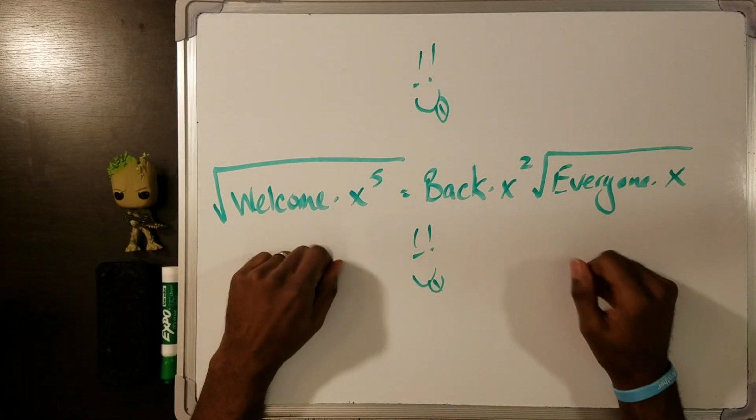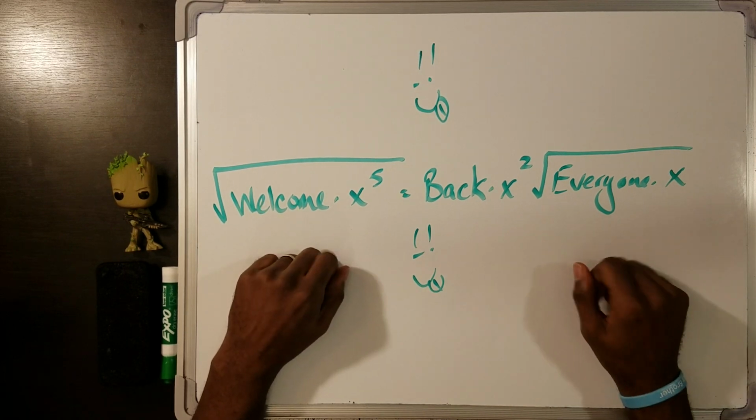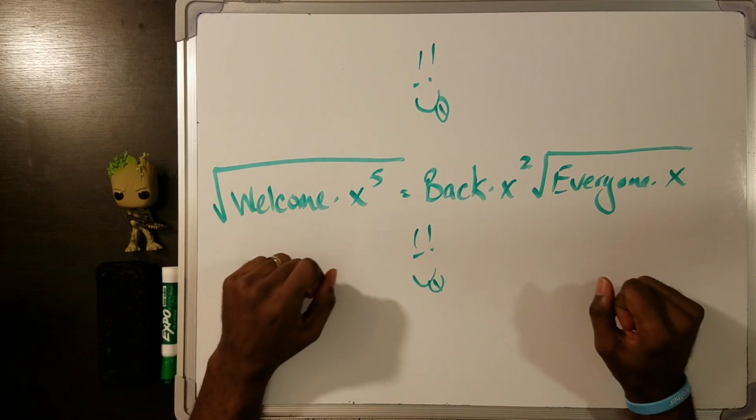Welcome back, everyone. Today we're jumping into a 9th grade topic, simplifying radicals with variables.